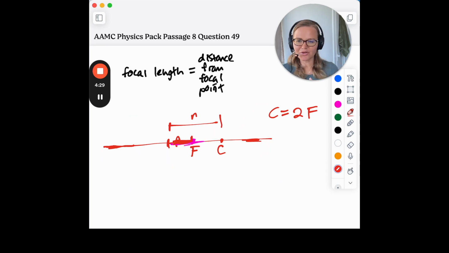And the last answer choice that is wrong is changing the focal length of the lens at B. So the lens is separate from the mirror. So changing something about the lens isn't going to change something about the mirror. They're two separate things. So that's why that answer choice is wrong.